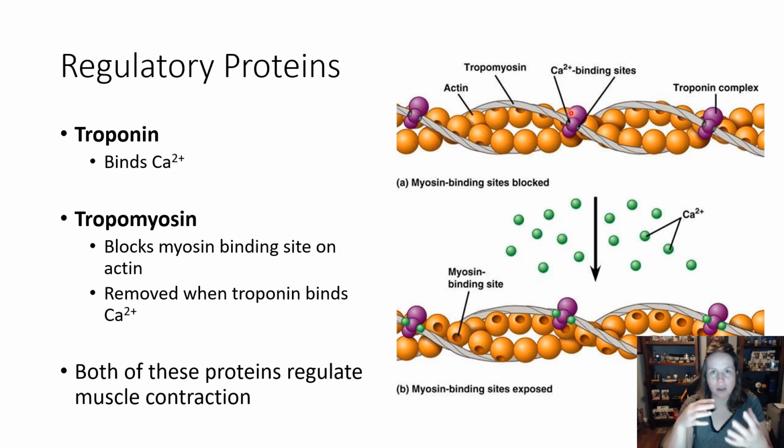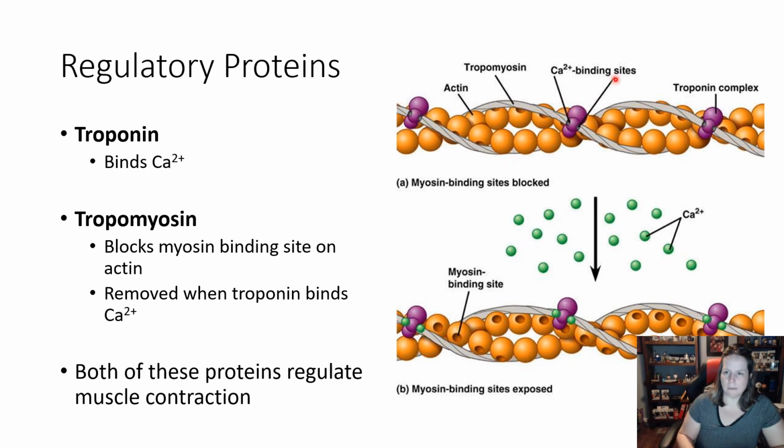Myosin is always ready to bind to actin, but we don't always want it to do that, right? I don't want my muscles in a constant state of contraction or tetany. I want them to relax at certain points. So as long as tropomyosin is blocking the actin binding sites, we cannot have an actual contraction.